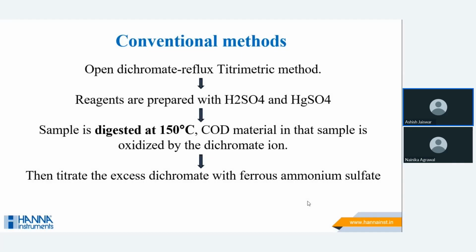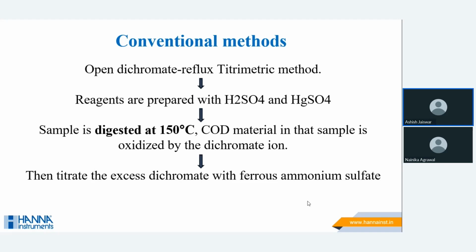There are two types of conventional methods: titrimetric and colorimetric. In titrimetric, we have to prepare potassium dichromate, sulfuric acid (H2SO4), mercuric sulfate, and silver sulfate as a catalyst. In this reaction, we have to prepare these chemical reagents and digest at 150 degrees Celsius with the use of digesters. This oxidizes the material in the sample with the dichromate ion.